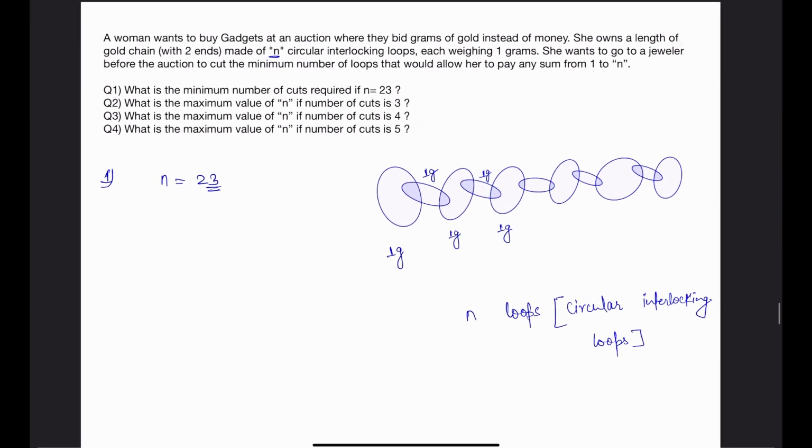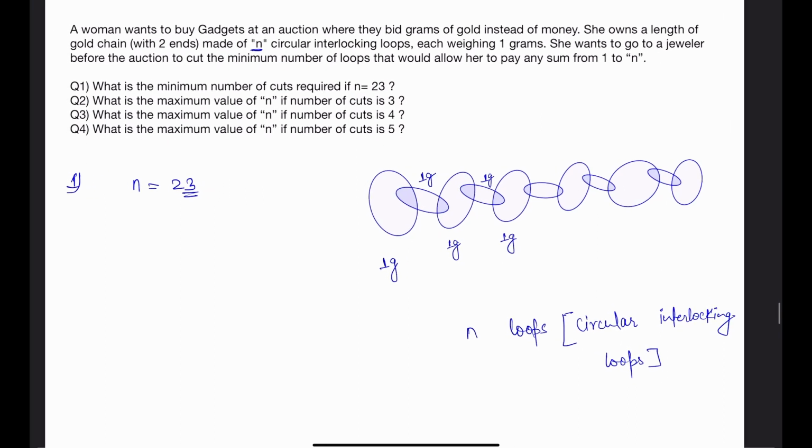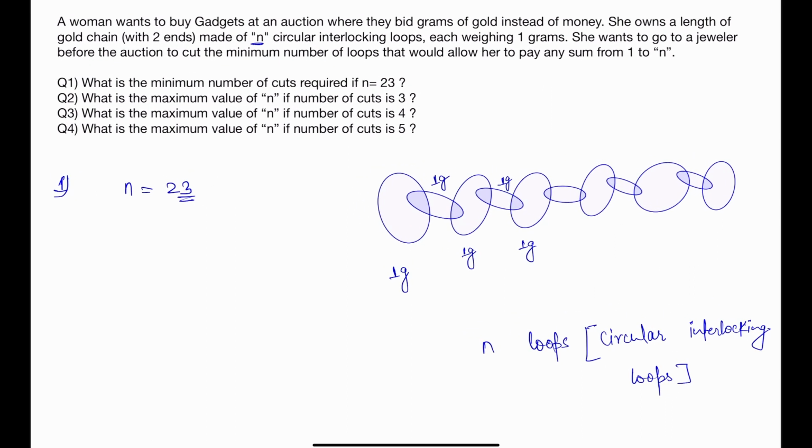If I read the question again: a woman wants to buy a gadget at an auction where they bid grams of gold instead of money. She owns a length of gold chain with two ends, already one end and the second end, with circular interlocking loops, each weighing 1 gram. She wants to go to a jeweler before the auction to cut the minimum number of loops that would allow her to pay any sum from 1 to n, where n in the first one is 23.